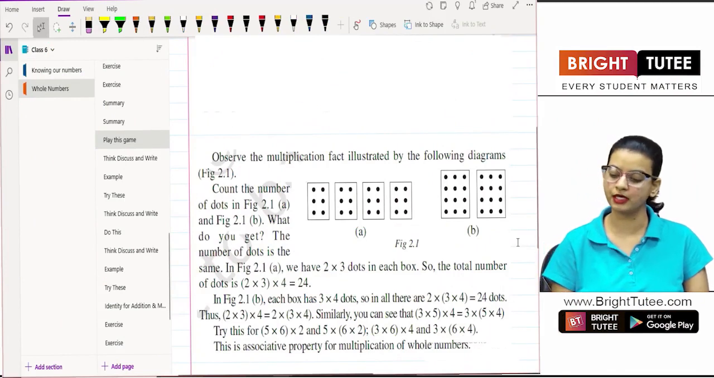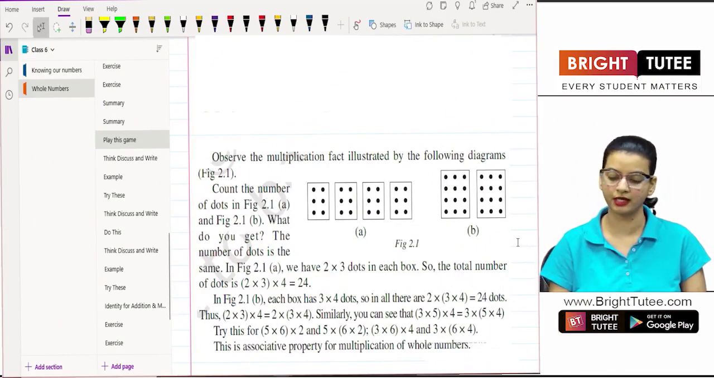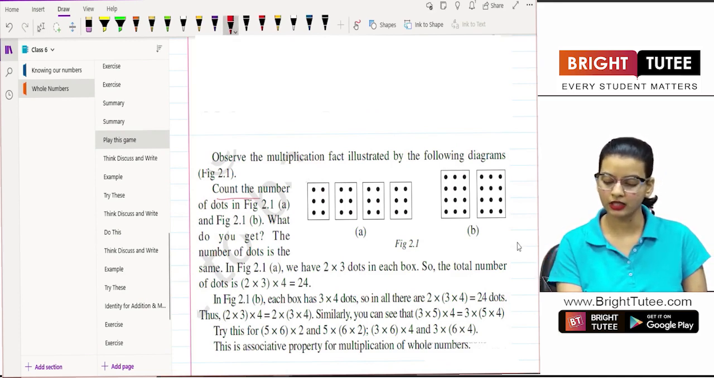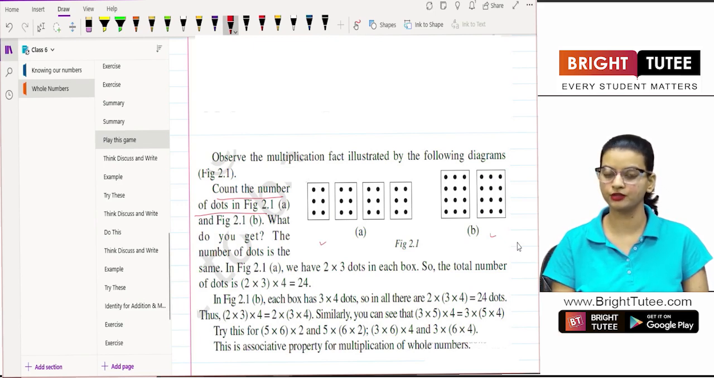So observe the multiplication fact illustrated by the following diagram. Now you have to observe this. Count the number of dots in figure 2.1a and figure 2.1b, and then answer what you get. The number of dots is the same.